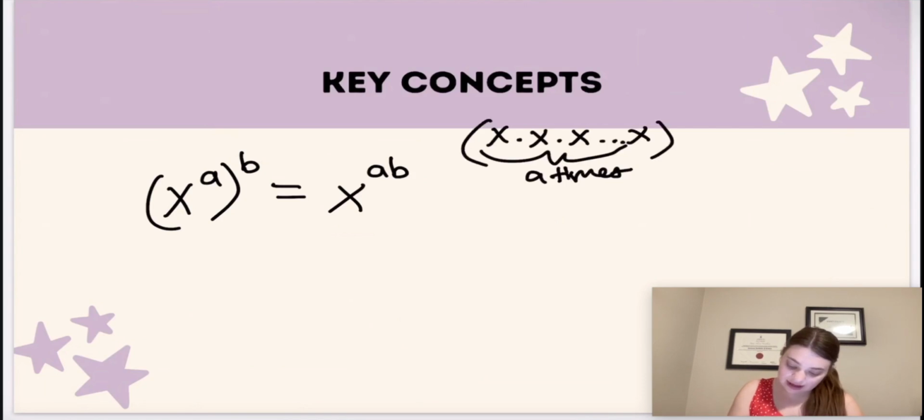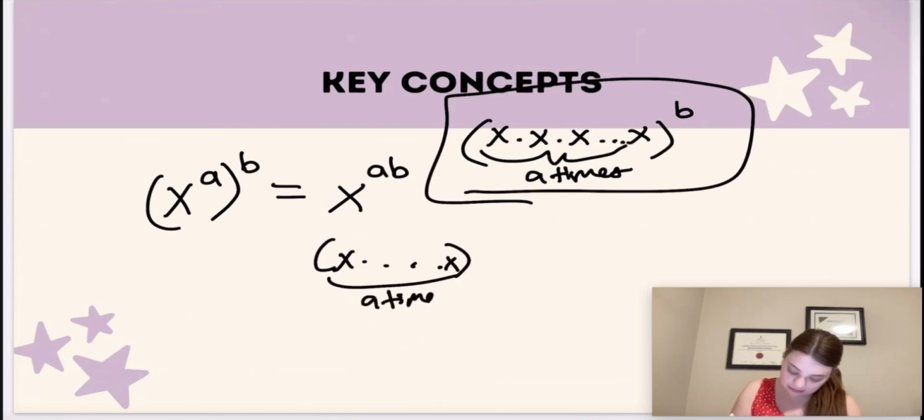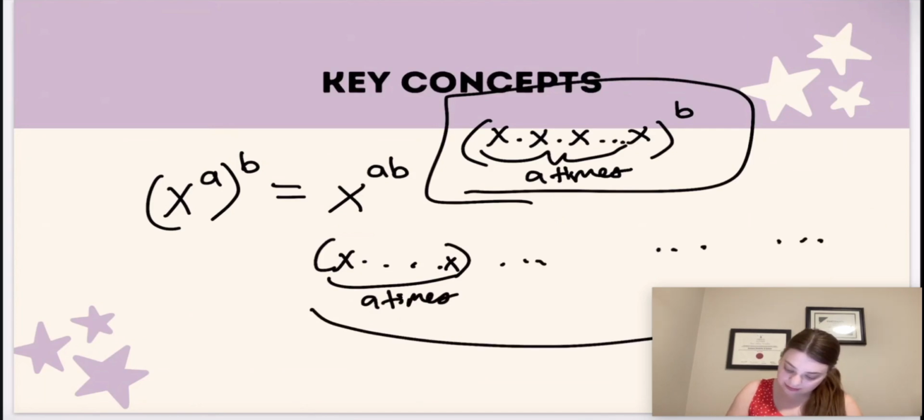And then if we take this to the power of b, that means we're repeating this essentially. We're taking this and we're repeating it b times. So x times, and so on, a times, and then we're repeating that b times. And so overall, it's going to be a multiplied by b as our new exponent, essentially.